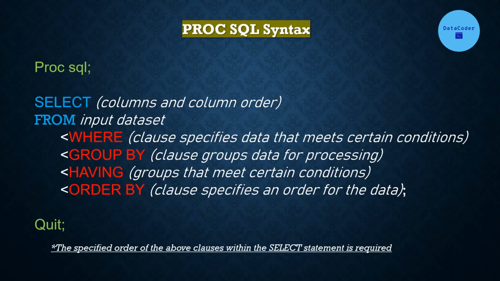So please note the specified order of the above clauses within the select statement is required. So for where, group by, having, order by, the order in which they are presented over here is required. If we are using group by, then we need to use it after where. So we can't write group by first and then where. First the where is to be written, and after that the group by. It's always according to requirement, so according to requirement we need to write the SQL queries to get our desired output.